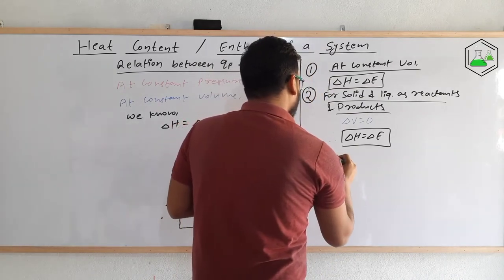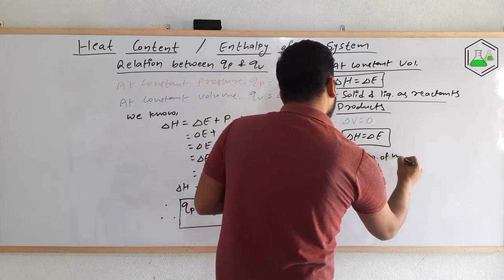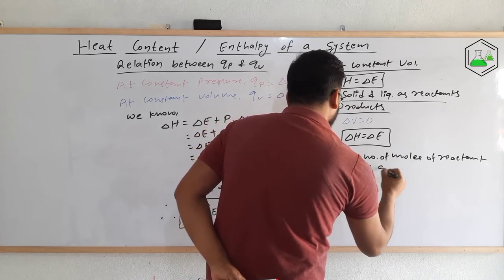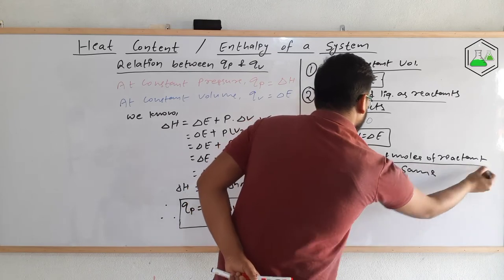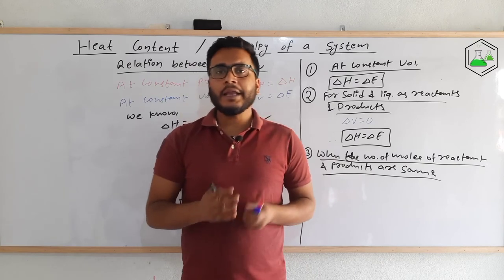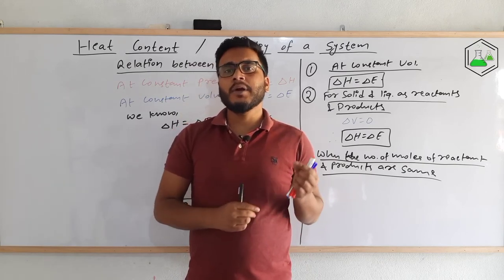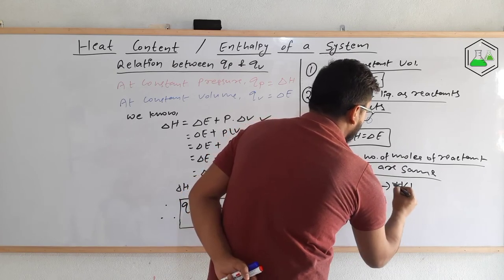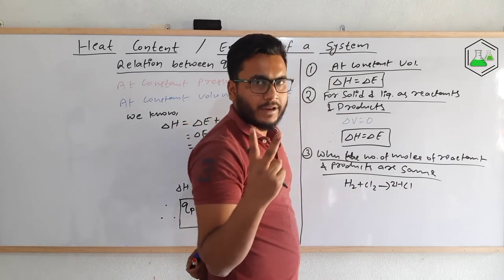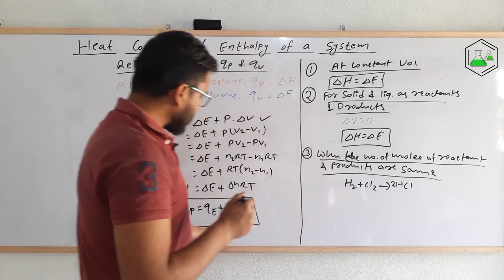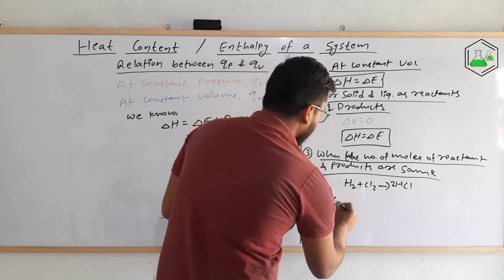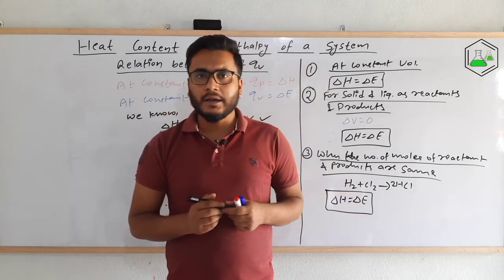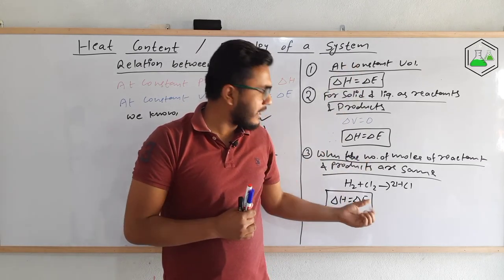Finally, when the number of moles of reactants and products are the same. What if we have a condition in which the reactants and products are gases, but their number of moles, that is the number of moles of reactants and products, are the same? An example of that is H2 plus Cl2 gives HCl. If we balance it, we need to put 2 over here. So there is 1 plus 1, 2 moles of reactants, and there are 2 moles of product as well. In this particular case, this del n value will be 0. So in this particular case, del H will be equal to del E as well. So in this case, the change in enthalpy and change in internal energy are the same.